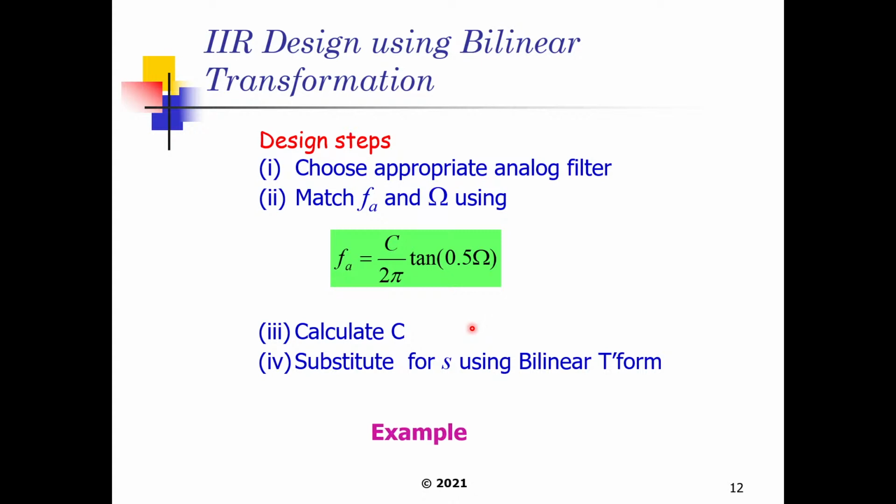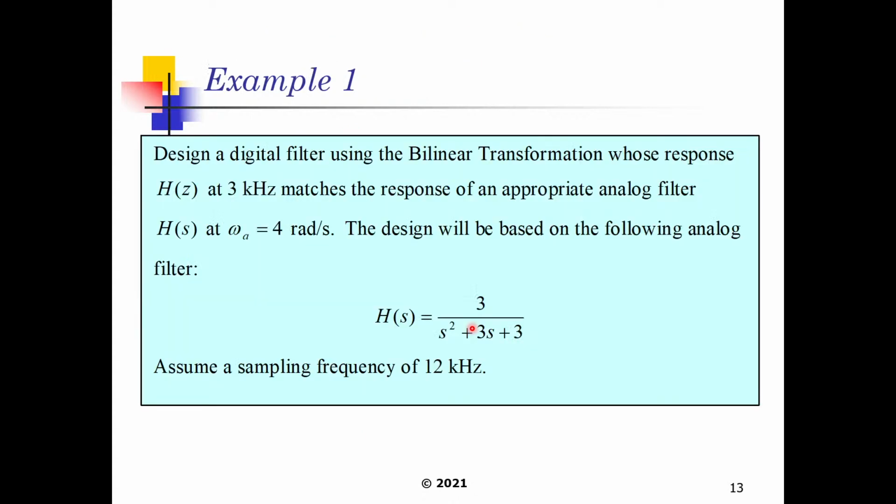And we're going to watch an example here as to how this can be done. This question is similar to a question you can expect on your final exam that will expect you to use the bilinear transform as required. We need to design a digital filter using the bilinear transform for H of Z at 3 kHz. So this is actually going to be our digital frequency. And we need to match to the appropriate analog filter H of S at omega A equals 4 radians per second.